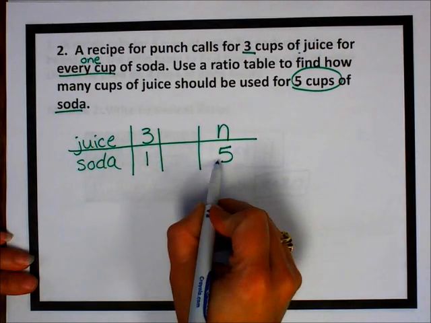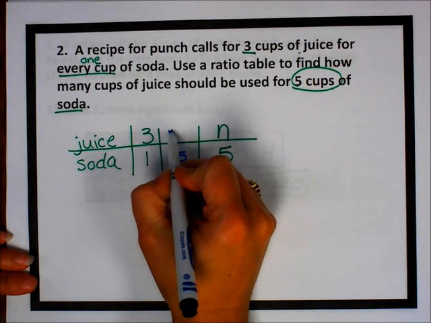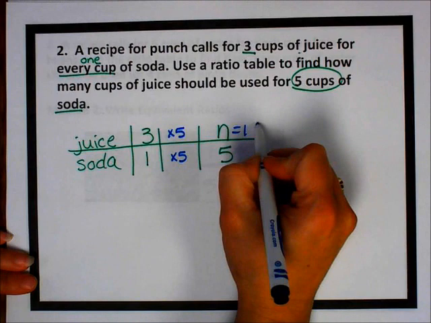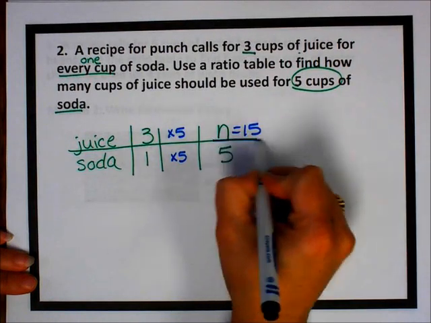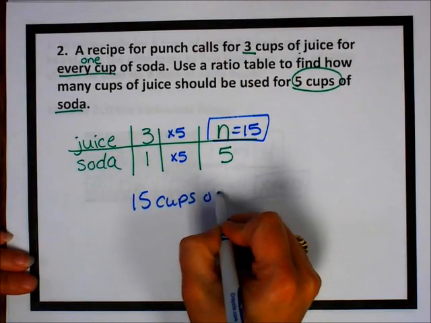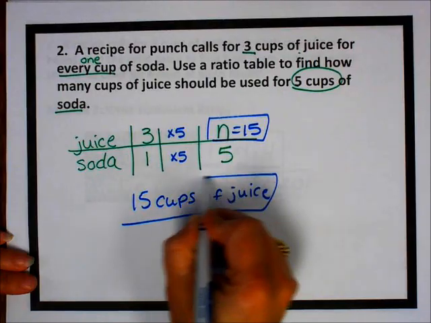So to get from 1 to 5, I multiply by 5. I do the same on the top. So 3 times 5 is 15. So we are going to need 15 cups of juice to mix with the 5 cups of soda.